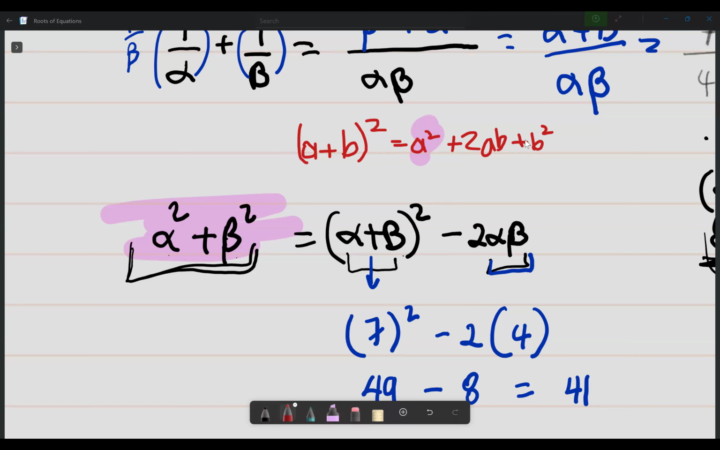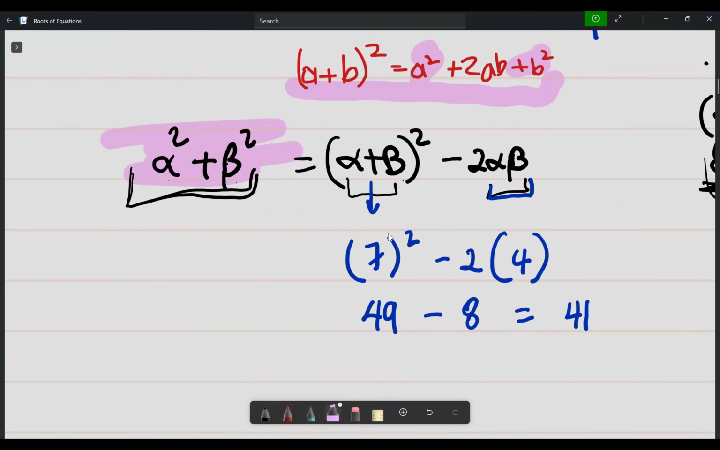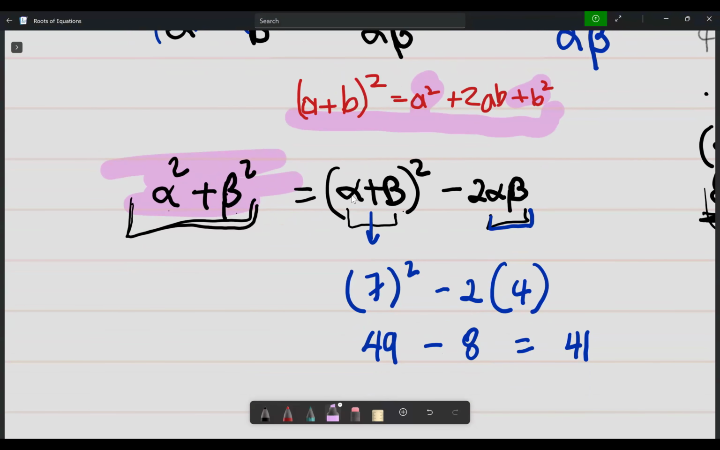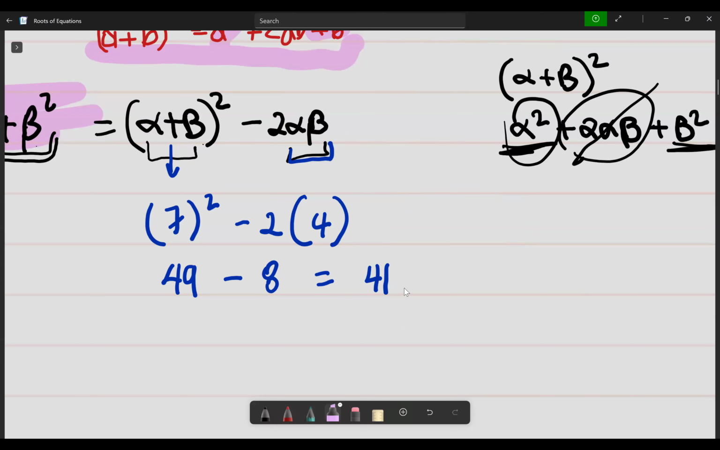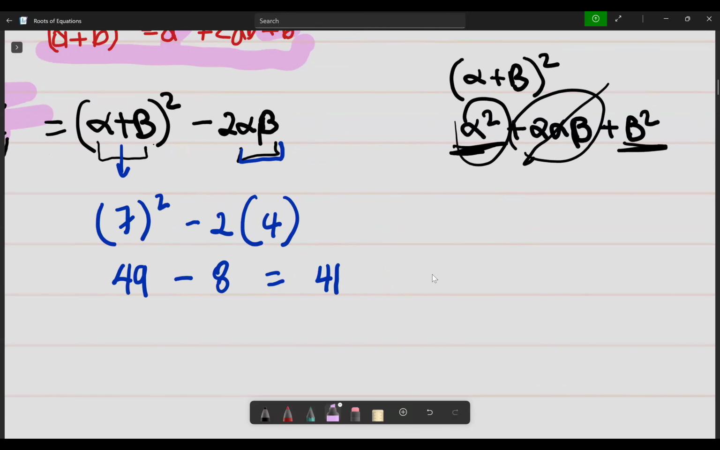So then they only give us this part, right? That means I'm going to realize that alpha squared plus beta squared is the same thing as alpha plus beta all squared minus 2 alpha beta. This is just from this equation, right? This is me transposing this equation. Then I have these answers. I have alpha plus beta, that's just 7, so that's 7 squared. I have alpha beta, which is 4, so that's 7 squared minus 2 times 4, which at the end of the day gives me 41.